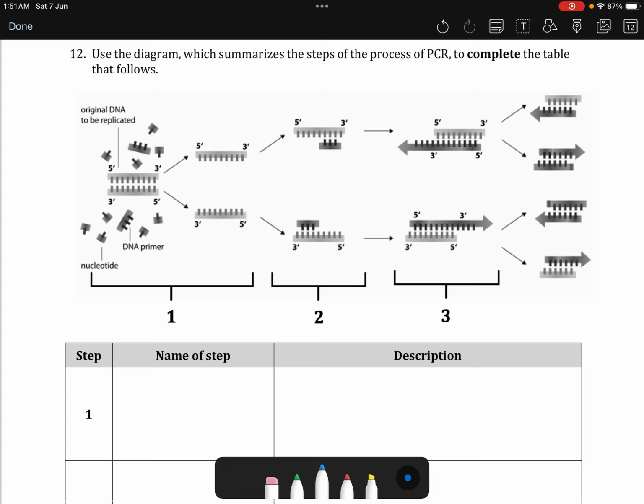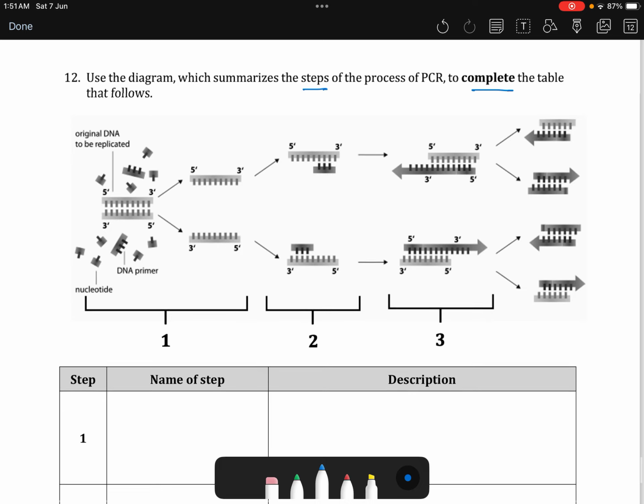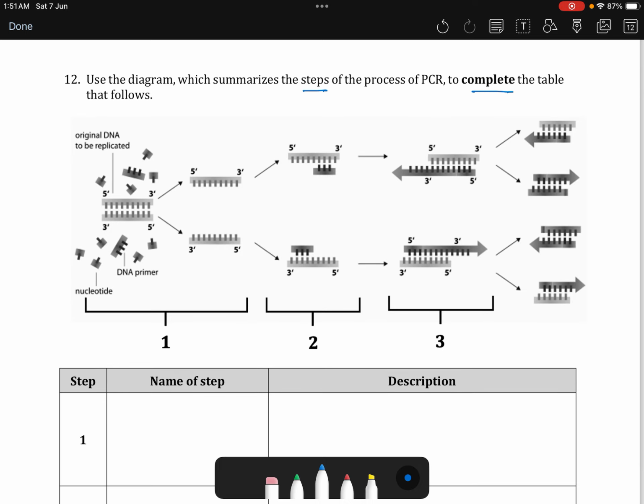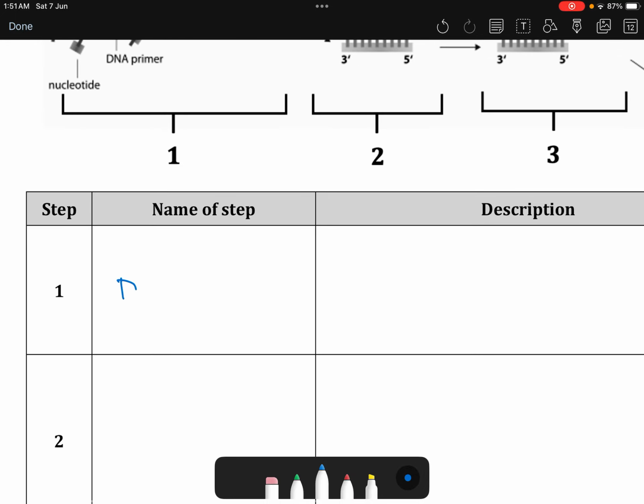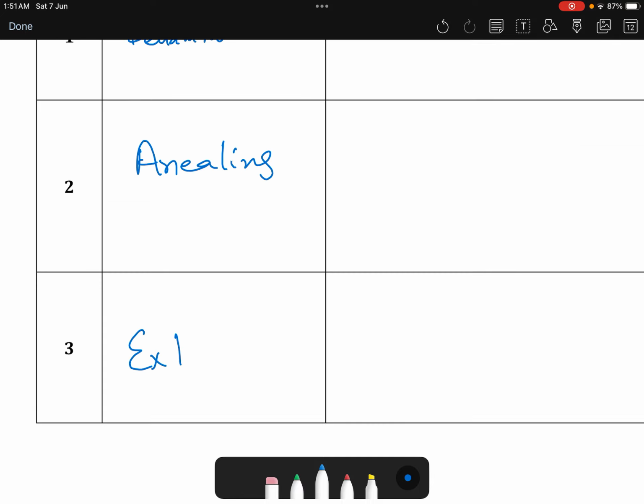Use the diagram which summarizes the steps and the process of the PCR and complete the table. Sometimes they say that this is PCR, sometimes they don't say, so you have to identify. Step number 1 is denaturation. Step number 2 is annealing. And step number 3 is extension. And the details I mentioned above, you can say the details by yourself, in your own words. There is no harm in saying them in your own words.